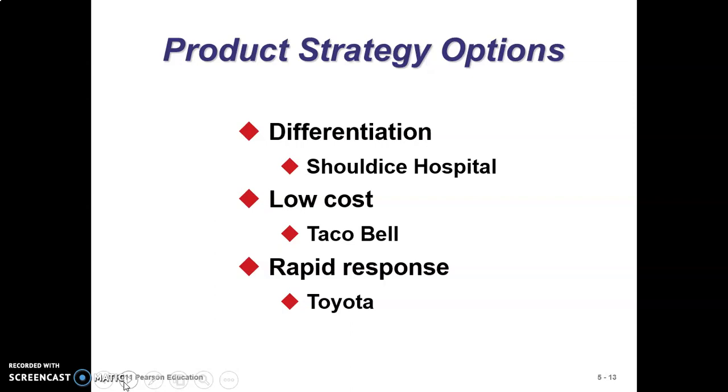Because we go for differentiation. So that example, for Shaudis Hospital, is by having different service, or more quality service. Low cost, same goes to Air Asia. They go for low cost, but in this case it is Taco Bell. Taco Bell is a restaurant. They are able to provide the cheapest price with certain quality.